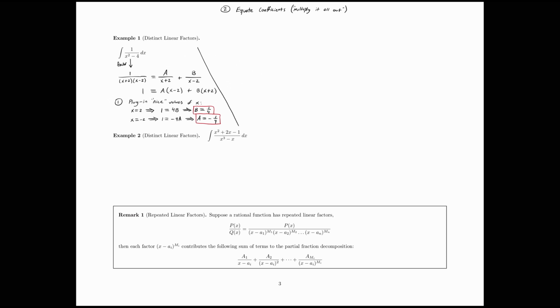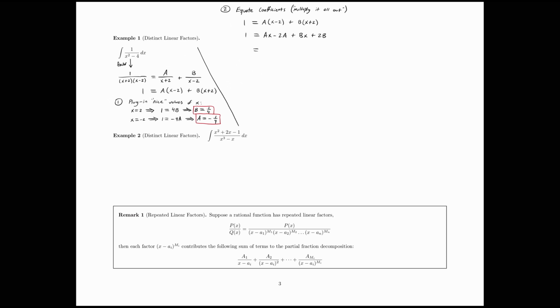So exactly that. What are we going to do? Well, we're going to multiply it all out. What I mean by that is, let's take this and multiply it all out on the right-hand side. So this becomes 1 equals ax minus 2a plus bx plus 2b.